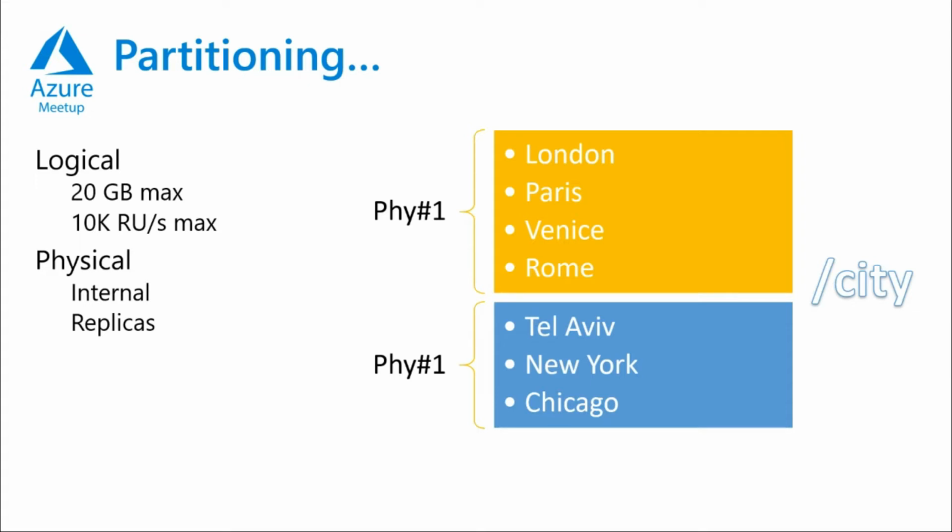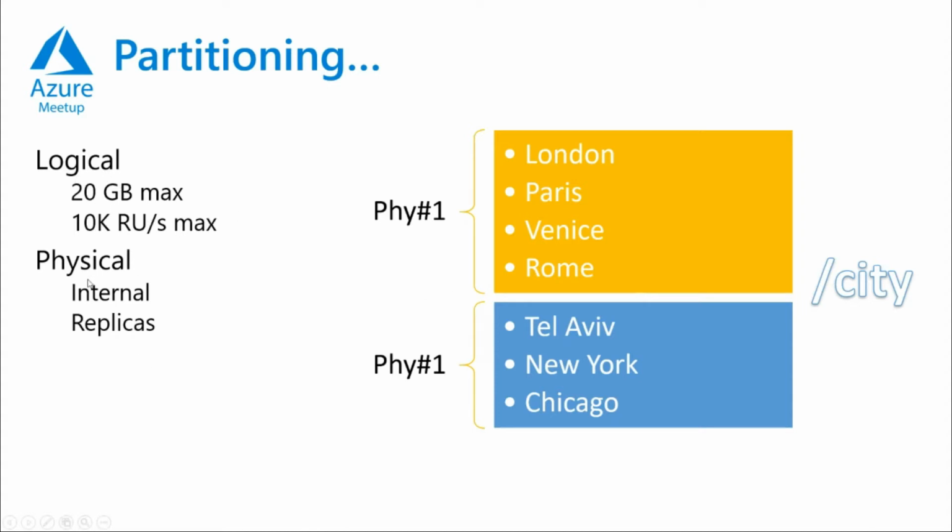So for example, you have logical and physical partitions. In this case, this is one server, this is another server. Each one of them is actually however many replicas you actually need for the data safety that you want. But in general, this is the logical limit. A single partition can take up to 20 GB and have a maximum of 10K RUs. So far, so good.